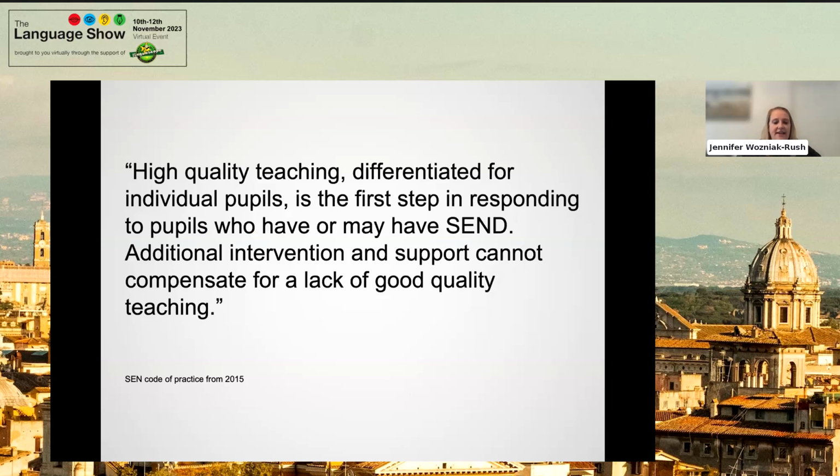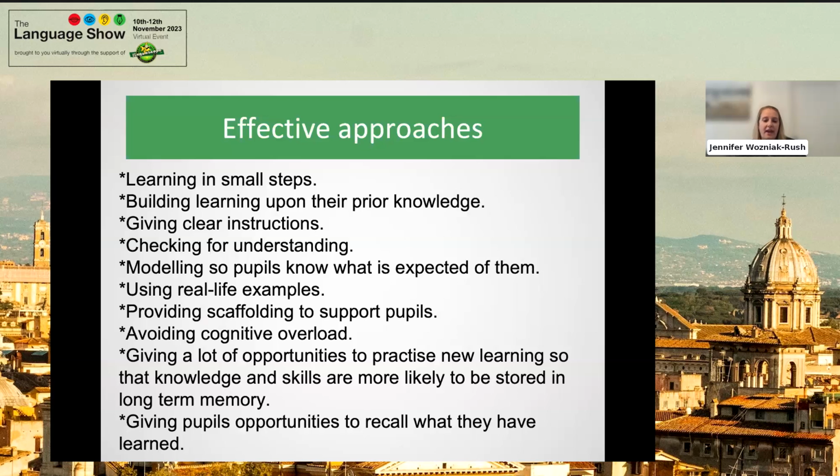So to quote again the SEND code of practice, high quality teaching differentiated for individual pupils is the first step in responding to pupils who have or may have SEND. And additional intervention and support cannot compensate for a lack of good quality teaching. So the more we can do through high quality teaching and inclusive classrooms, the less we need to intervene for individual pupils. So when planning all class teaching, it's important to use approaches that are effective for learners with SEND.